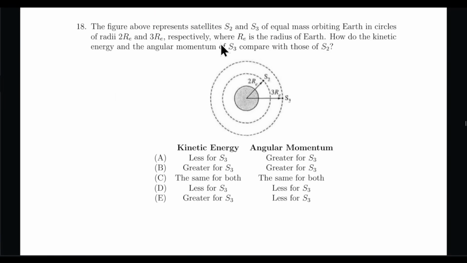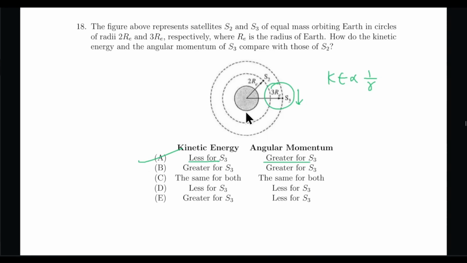Okay, the figure below represents S2 and S3 of equal mass orbiting Earth in circular orbits of different radii. What is the relationship between kinetic energy and angular momentum of S3 compared to S2? We just proved a similar question for angular momentum, and we learned that more is the radius, more is the angular momentum. So for sure the angular momentum of S3 is greater. So it has to be either option A or B. And kinetic energy is proportional to positive 1 over r. So more is the r, less is the kinetic energy. So kinetic energy is less for S3 and angular momentum is greater for S3.